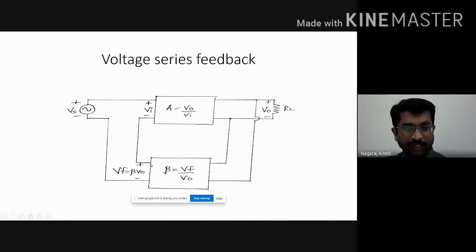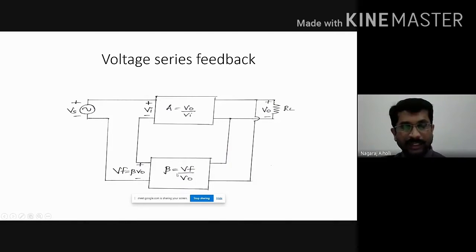We can see here the output of the feedback is in series with the input. Positive is connected to negative, negative to positive. Positive is connected to negative here, and negative of this is connected to positive of Vi. That is, it is connected in series.